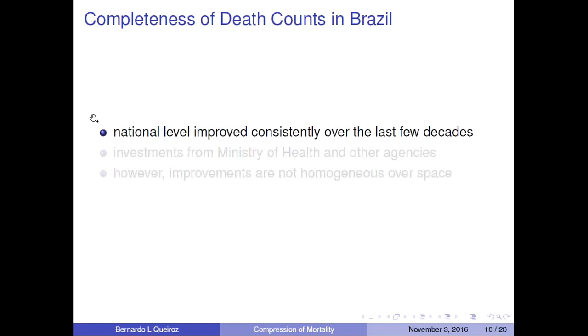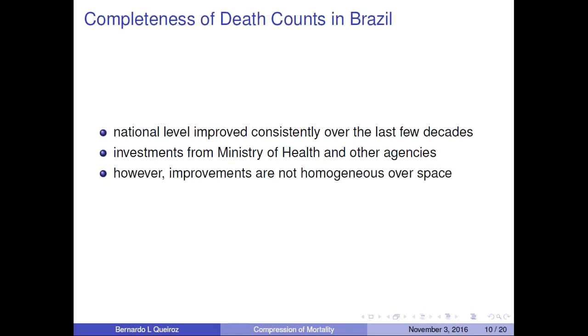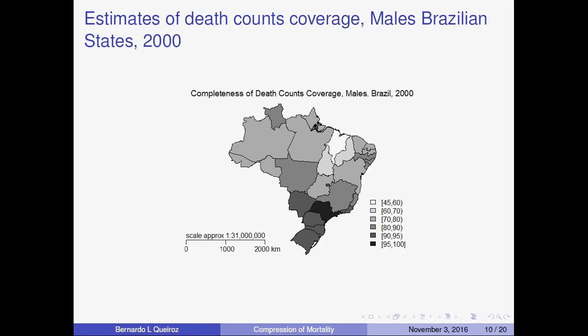But then, for the national level, it improved consistently over the last few decades, with several investments from the Ministry of Health and other agents, but improvements are not homogeneous over space. So we show estimates of death count completeness for males, Brazilian states, this is 2000, so this is the database. Darker parts of the map are the better regions, the lighter ones are worse data.